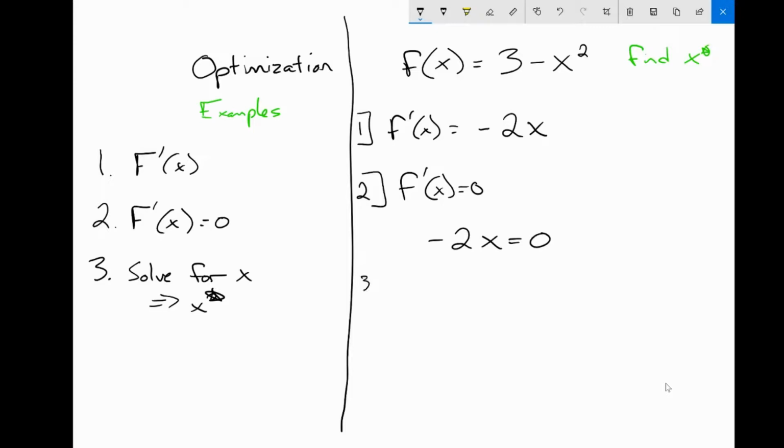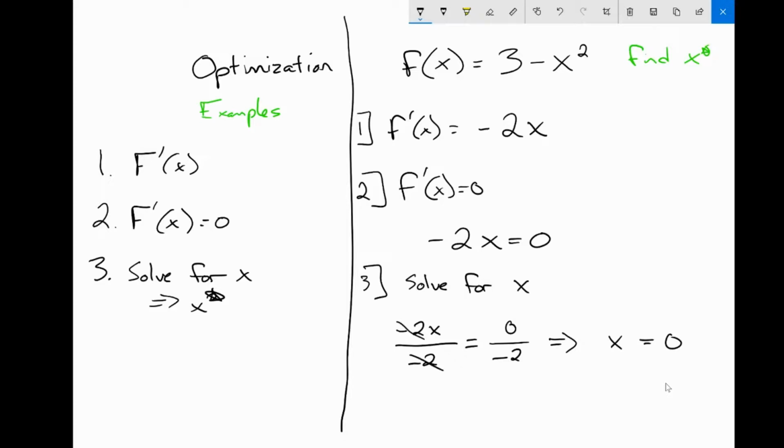All right, step 3, solve for x. Algebraically, we divide both sides by negative 2. We do that, and then we have x equals 0, right? Because the negative 2's cancel out. 0 divided by a number is just 0. So we have x equals 0. And there we are.